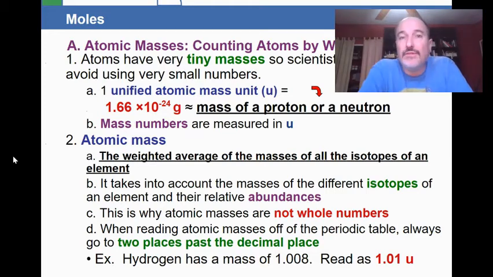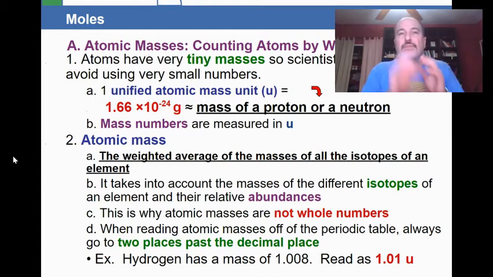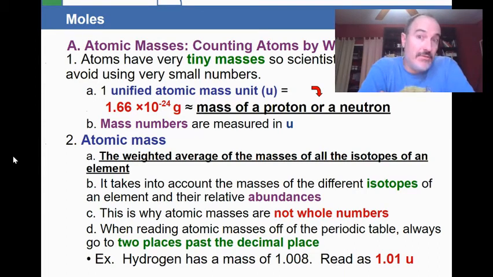Now, by the way, real fast, why is it, for example, that carbon is 12.01? Well, yes, it takes into account the fact that there are carbon 12 atoms and carbon 14 atoms, but carbon 12 is by far the most common isotope of carbon. That's why it skews the average much closer to 12. Yes, there's a few carbon 14s and carbon 13s, even some carbon 11s.